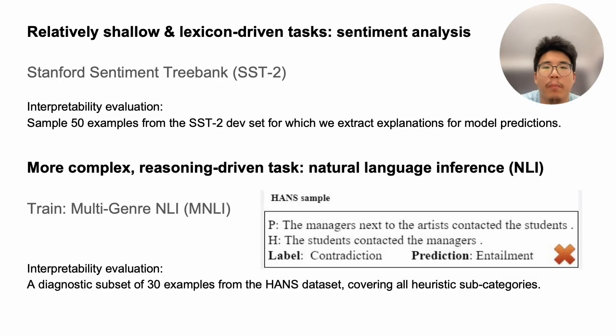And for a more complex and reasoning-driven task, they choose natural language inference (NLI). This is to predict whether a premise sentence can entail another hypothesis sentence. They train the model on the MNLI dataset and evaluate the interpretation with a diagnostic subset of 30 examples from the HANS dataset, which shares similar structures with MNLI and comes with annotation of some existing data artifacts.